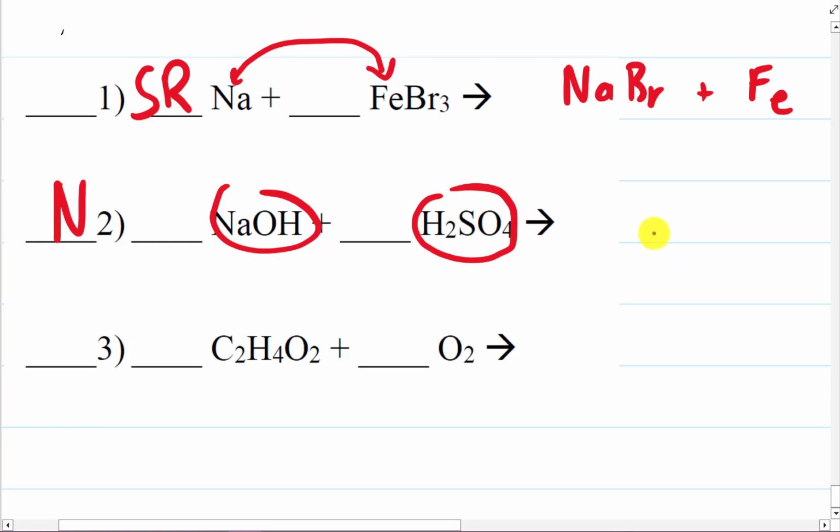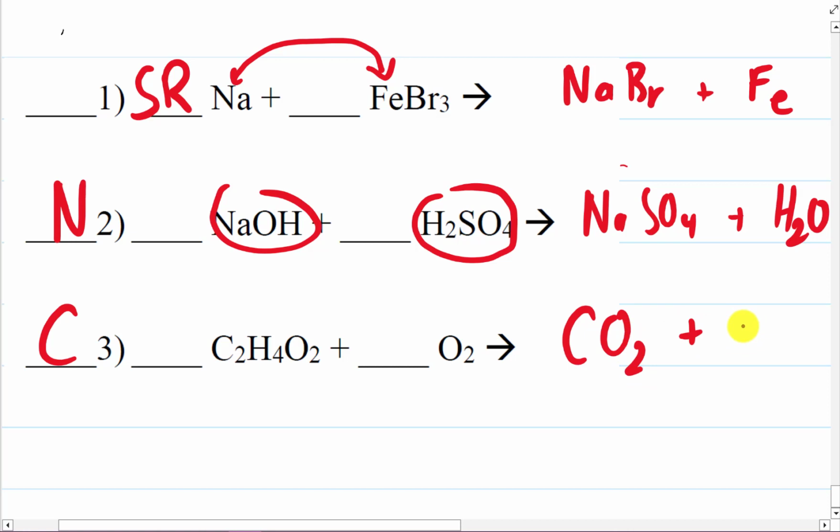And what do we get when we have a neutralization? We get a salt, which will be the NaSO4, and water, H2O. And then we have to balance the whole equation. And this is just going to be a combustion. And with combustion, we get carbon dioxide and water, H2O. And then you have to balance it. So that's what the end result is.